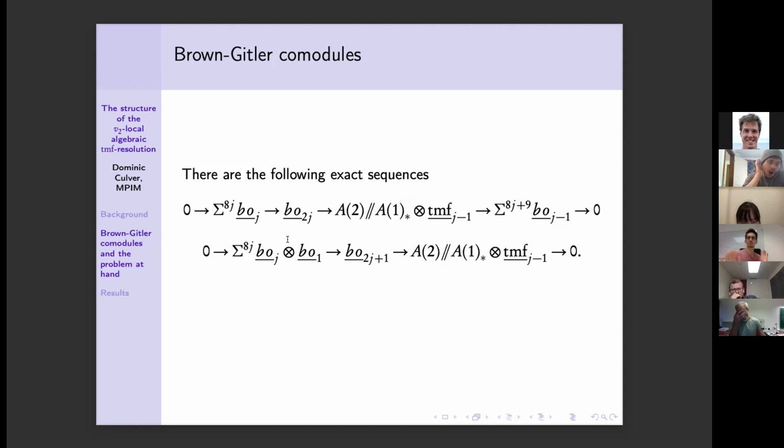to computing the Ext groups of these Brown-Gittler comodules. For example, on the bottom, I apply Ext and I get a long exact sequence. If I know the Ext of BOj and the Ext of BO1, I have to take a tensor product, but maybe I can figure out what Ext of this is, and then maybe it's easy to compute this, then I can figure out what Ext of this is. And in this slightly longer one, you can think of it as like a 3-line spectral sequence or something.